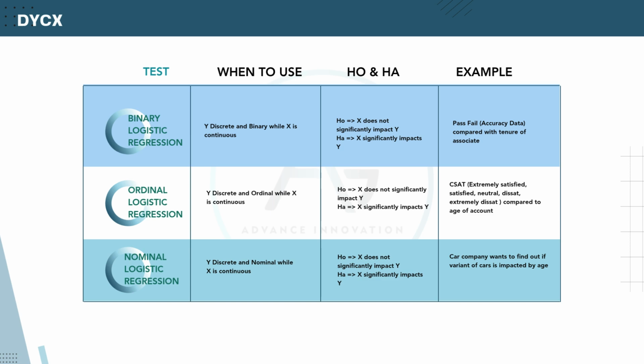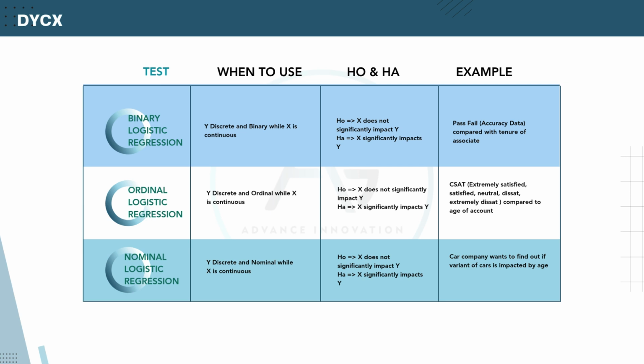Second, ordinal logistic regression. Use this model when your Y variable is ordinal, e.g. ratings like satisfied, neutral, dissatisfied, and X is continuous. Hypotheses: H0, X does not significantly impact Y, Ha, X significantly impacts Y. Example: use it to evaluate whether the age of a customer account impacts their CSAT rating on a scale from extremely dissatisfied to extremely satisfied.